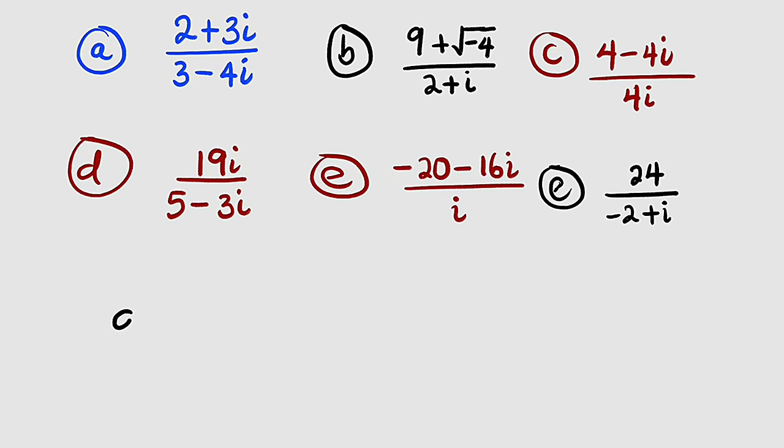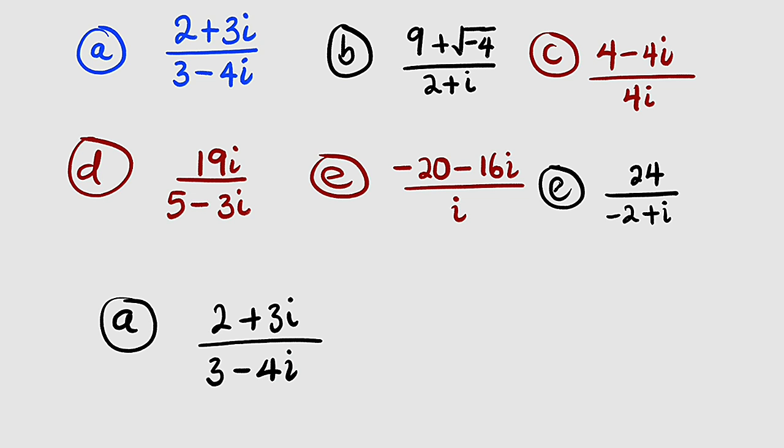The first question A, we want to simplify 2 plus 3i divided by 3 minus 4i. So to divide 2 plus 3i by 3 minus 4i, all you have to do is to consider the denominator right here. What is the conjugate of that denominator? The conjugate will be 3 plus 4i, just a difference of sign, right? So we are going to multiply the top and the bottom by the conjugate of that denominator.